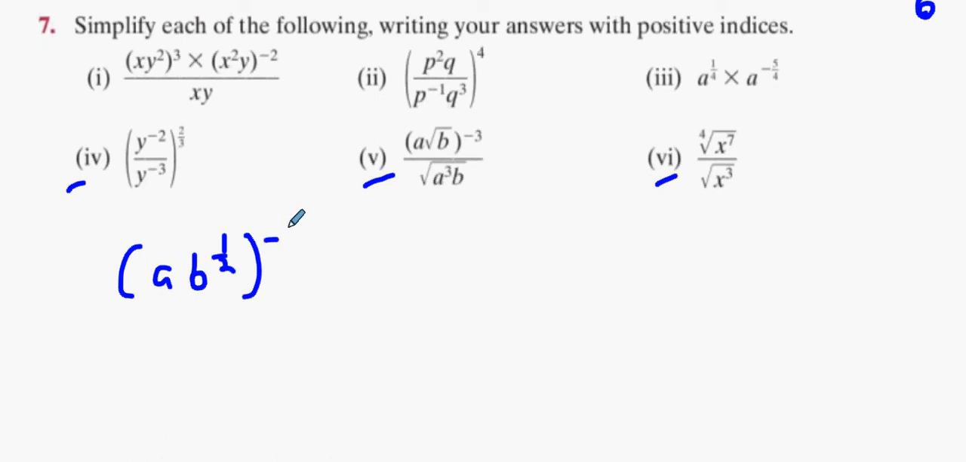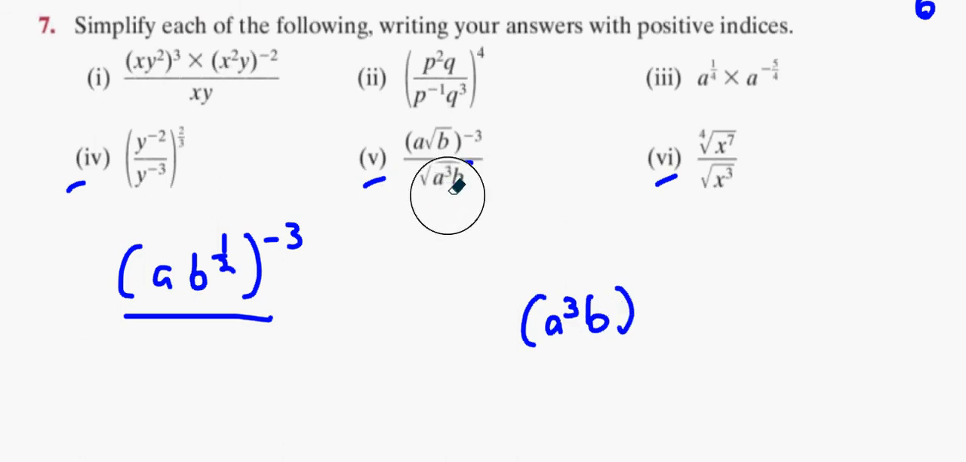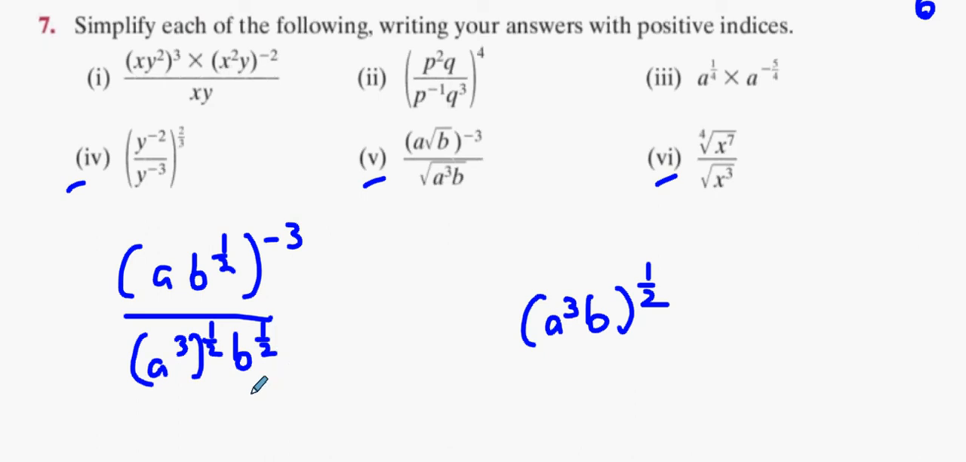To the power of minus 3. And then on the bottom, does everybody see the line goes all the way across? Yeah? So, that's a to the power of 3 by b to the power of, is it a third or a half? To the power of a half. Everybody cool with that? And what would that be? a to the power of 3 to the power of a half and b to the power of a half. Everybody cool with that? Let's keep going.